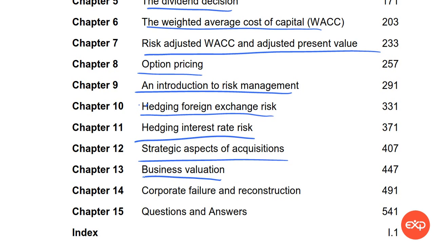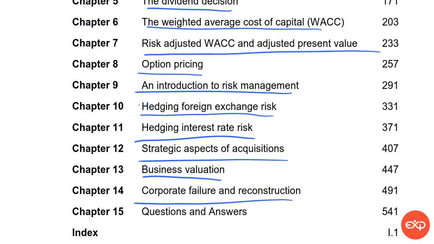Then the last theoretical session is chapter 14, which deals with corporate failure and reconstruction. Corporate failure, obviously not a happy place to be. It's where the organisation has got into financial difficulty and it's in danger of going bankrupt. So what can we do about it? So that's really a sort of overview of what you're going to have to study.